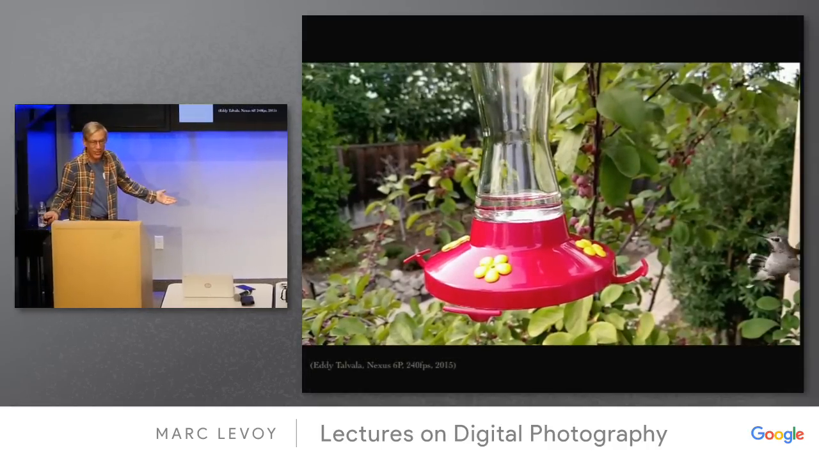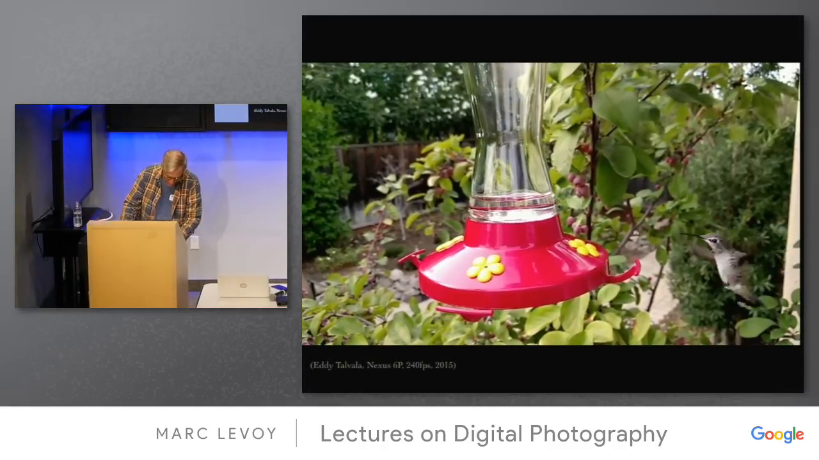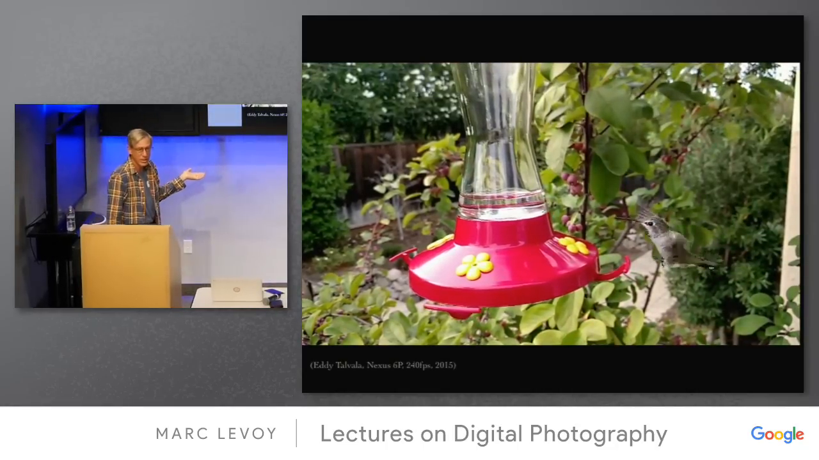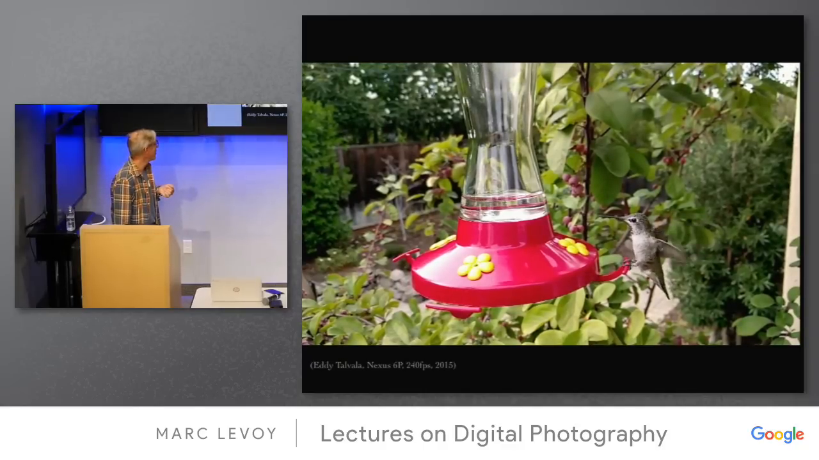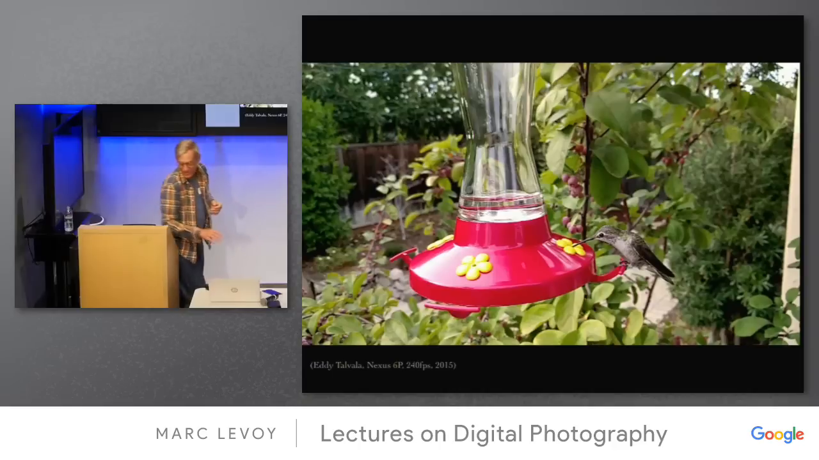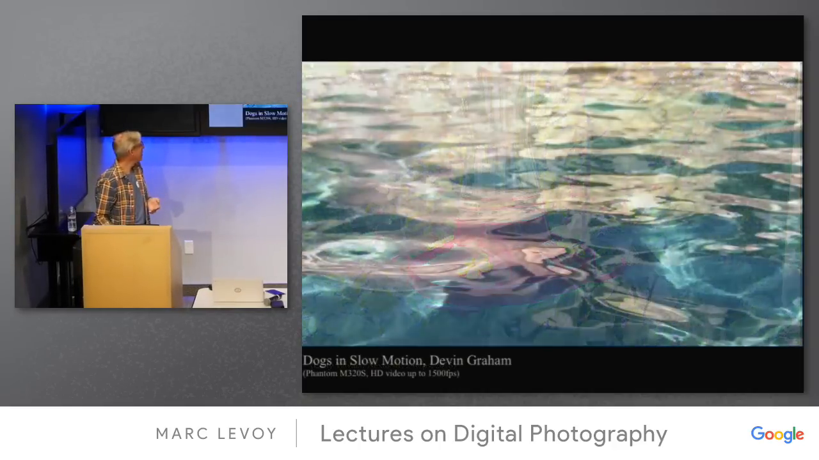Of course, nowadays we can do high-speed photography. I think there's even some birds in here. This is done with a Nexus 6P. So you can do that with your Android cell phone. Isn't that beautiful? 240 frames per second, fairly high resolution. Do that in your backyard. Let's go a little bit higher speed video.